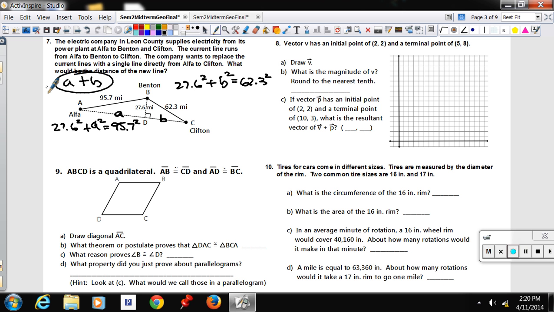So if you have test A or C, your answer was 147.5. When you added a plus b together, you got 147.5. If you had test B or test D, you had 153.9. 153.9 if you had B or D. A or C test, you had 147.5.